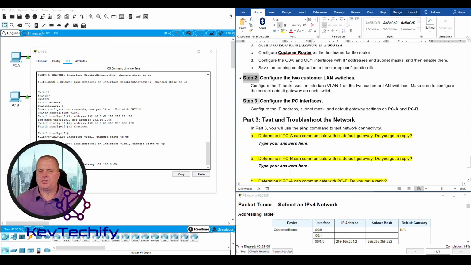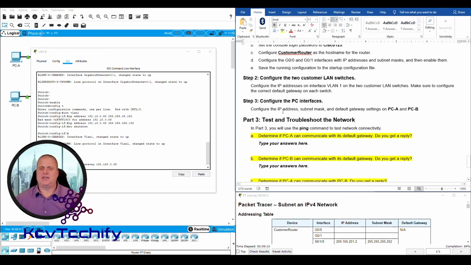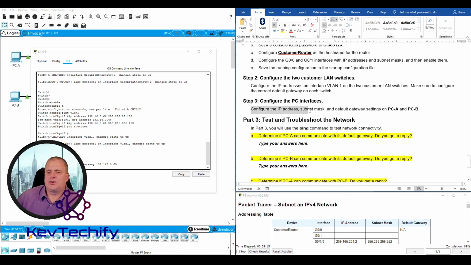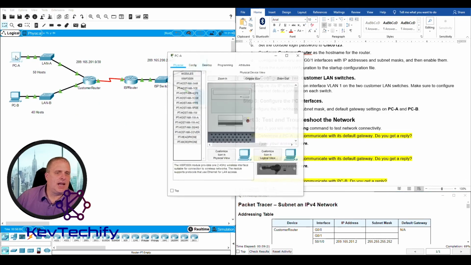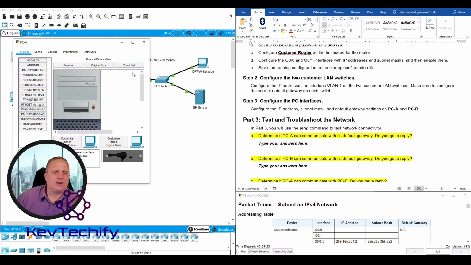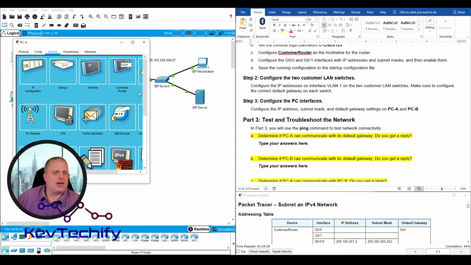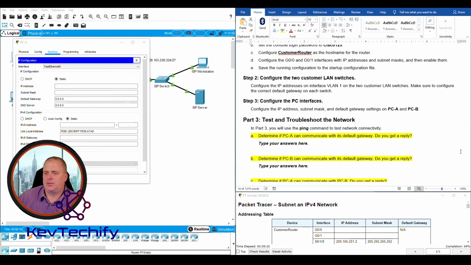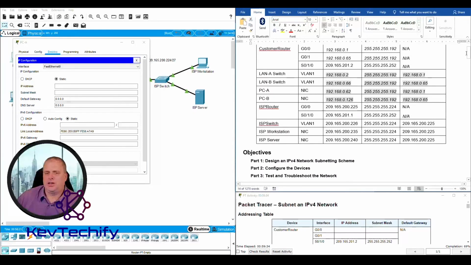Takes care of step 2. On to step 3. Configure the PC interfaces. Configure the IP addresses, subnet mask, and default gateway on PC A and PC B. Go ahead and minimize that. PC A over here. Once again, configuring the IP addresses on the desktop tab. IP configuration, I go ahead and click on that. I'm going to scroll up to my chart here to get my information.